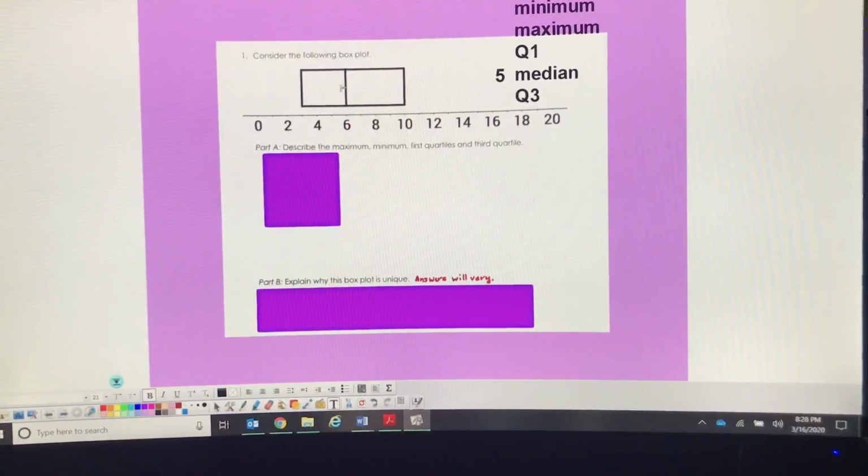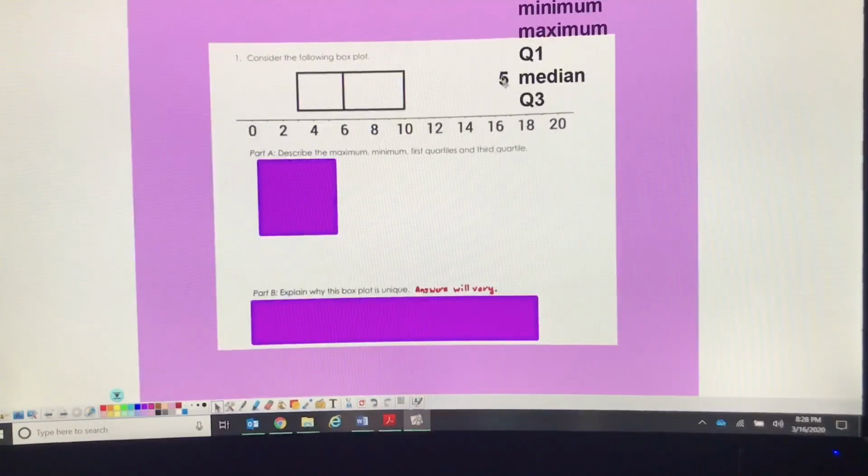The line through the center of your box will always be your median. Therefore, our median in this one is 6. The two edges of our box are quartile 1 and quartile 3. Quartile 1 would be 3 and quartile 3 would be 10. Therefore, we are missing our minimum and our maximum values. In this case, our minimum happens to be the same as quartile 1. Our maximum is the same as quartile 3.